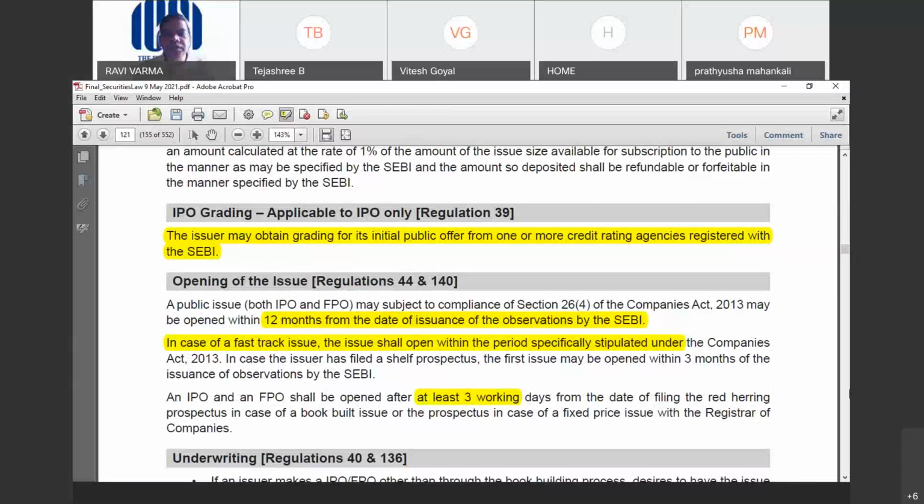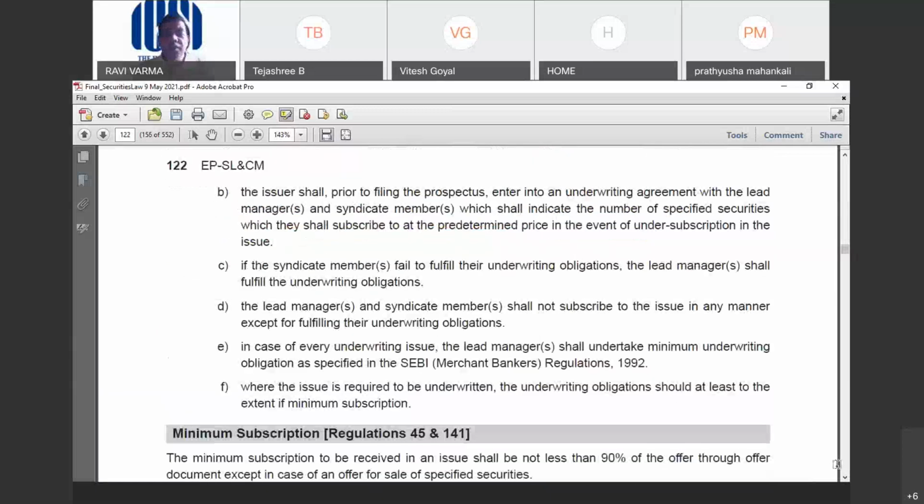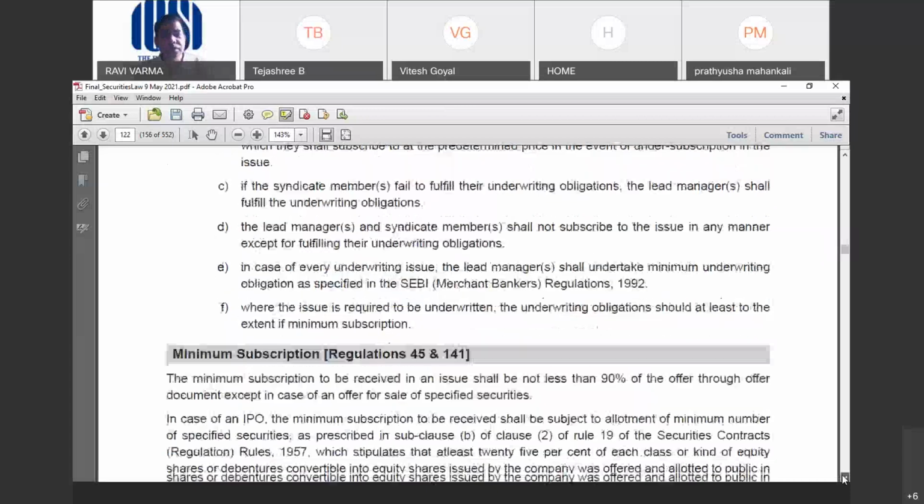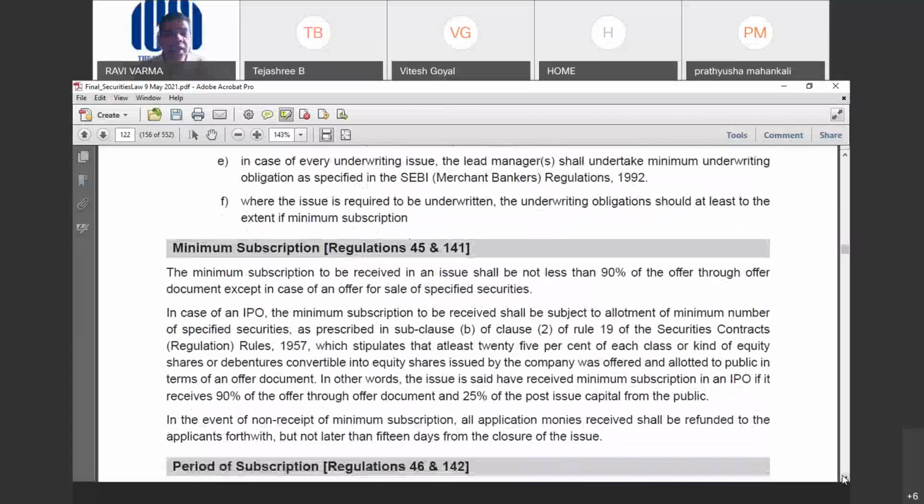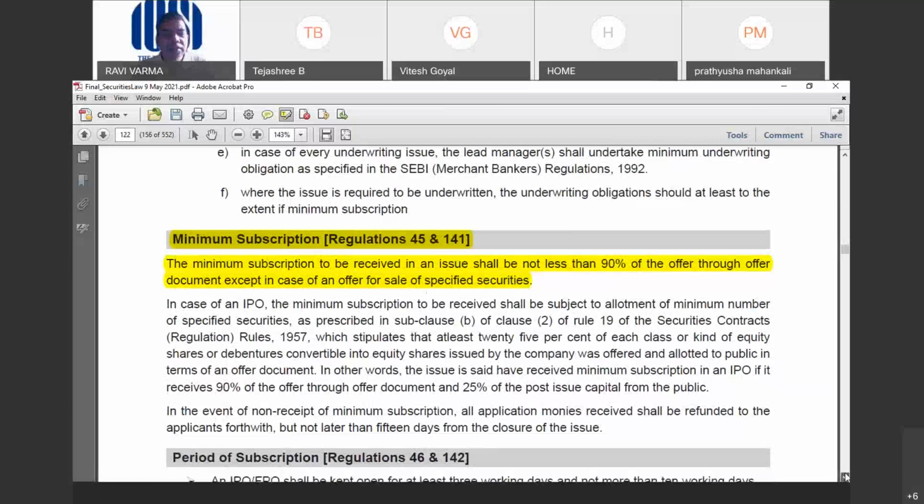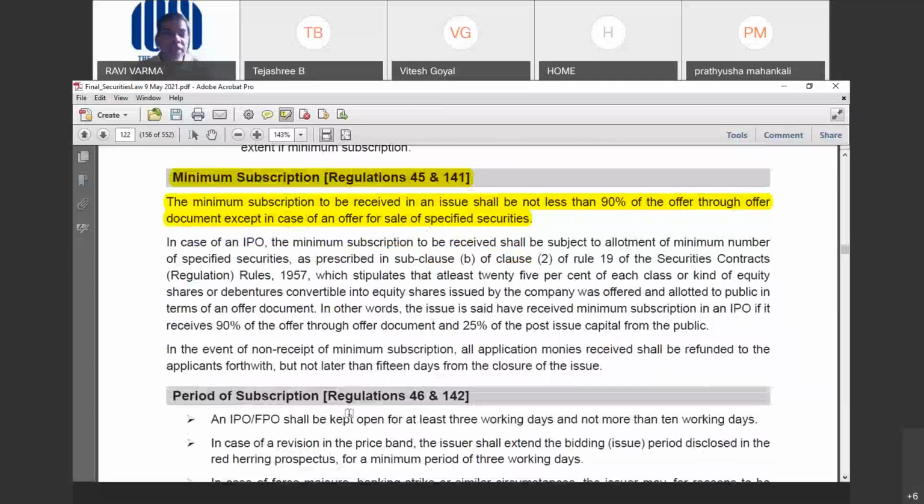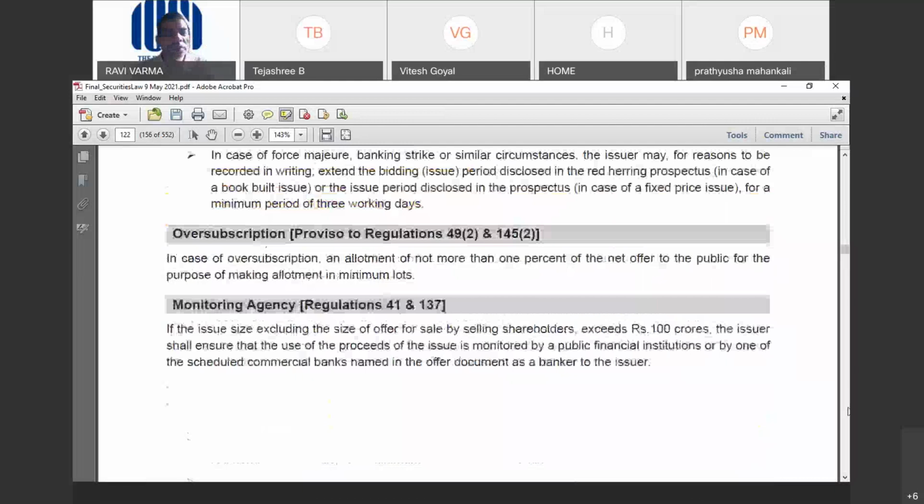Underwriter, this page 121 will come at a later stage. Now, minimum subscription, 122. I would rather suggest write PCH. Why? Because we have just done that it should reach 90%. Right? And the period of subscription, the other way they are saying the window will be open for 3 to 10. Don't you think we have done this? Monitoring agency, in case it is 100 crore or more, don't you think we have done it already? Yes, sir, we have already done.